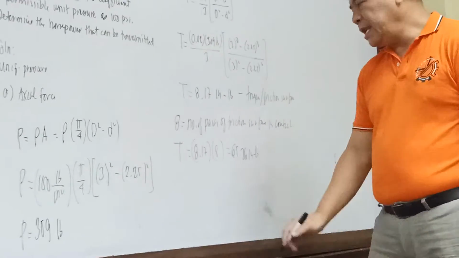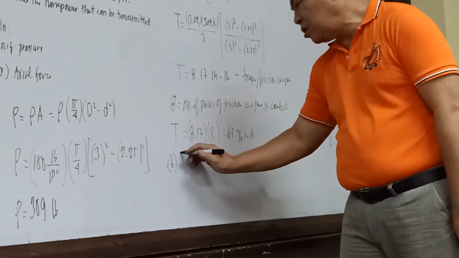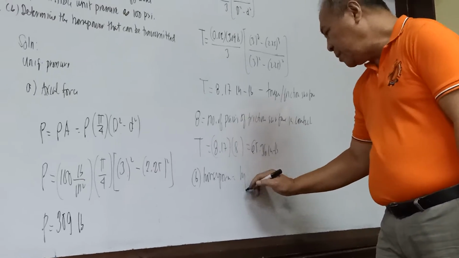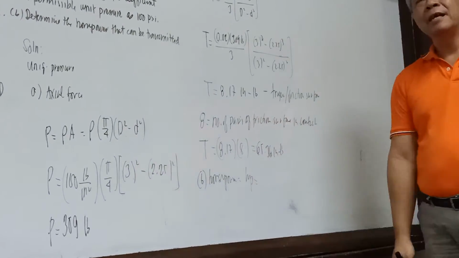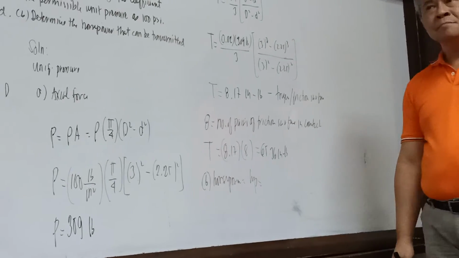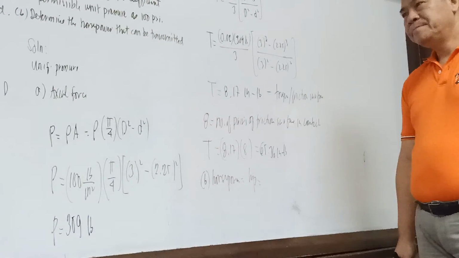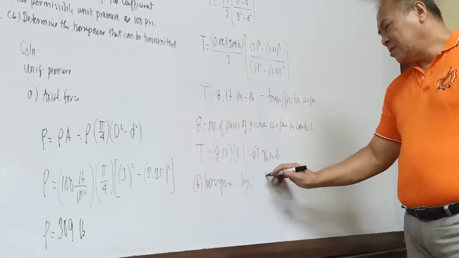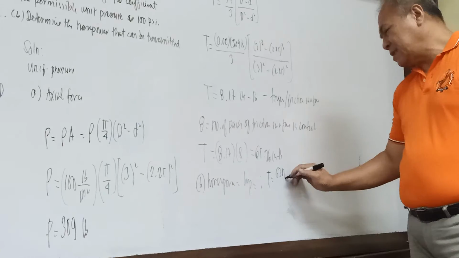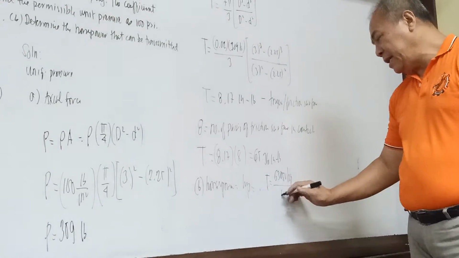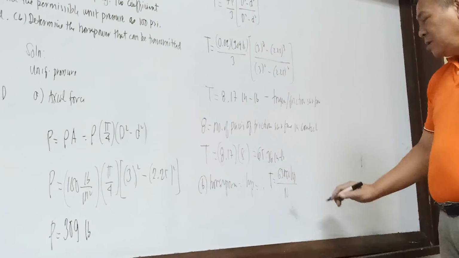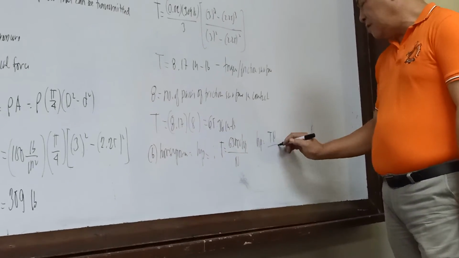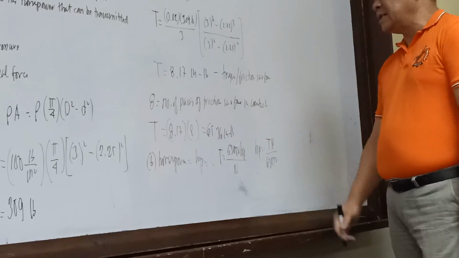Now, for letter B, we are asked, what will be the horsepower? Paano kinocompute ang horsepower natin? Meron tayong torque equation, di ba? Torque is equivalent to 63,000 horsepower all over N, di ba? So the horsepower is equivalent to the torque times N all over 63,000.